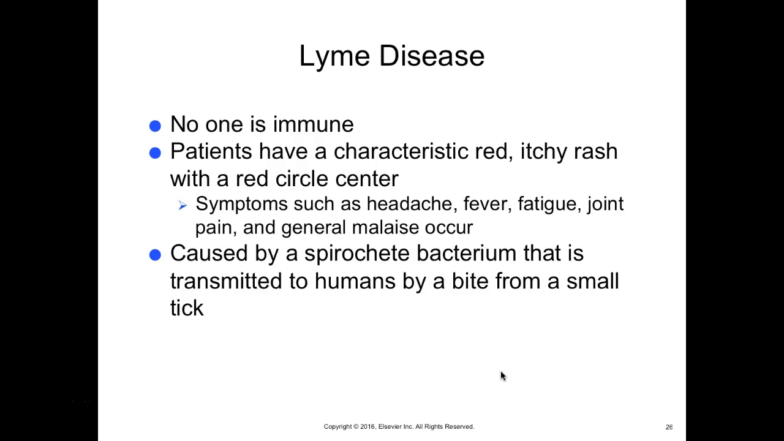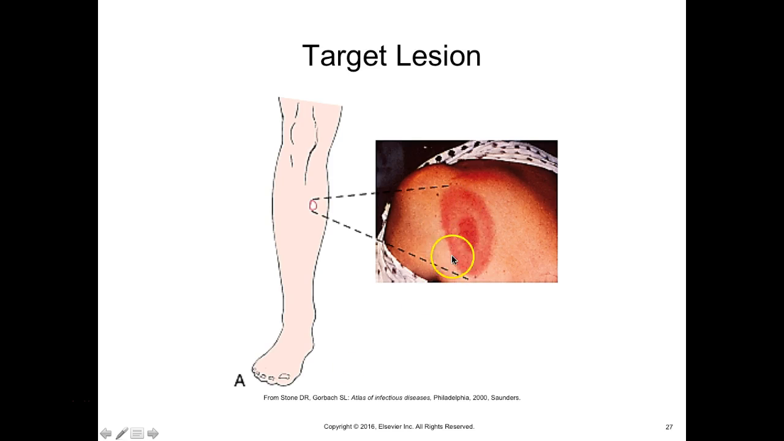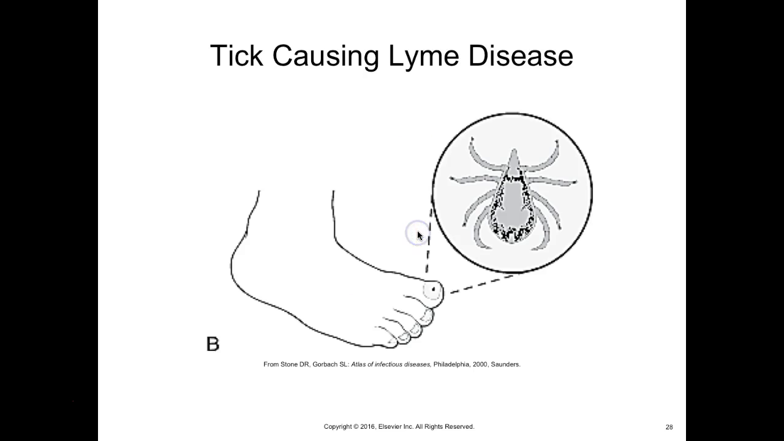Symptoms are similar to flu-like symptoms, so headache, fever, fatigue, joint pain, and general malaise. And then if the person does see this very characteristic bullseye rash, this lesion, it's a single lesion. We call it a target lesion, and we call it a bullseye as well because it looks like a bullseye. And then here's the tick, the culprit.